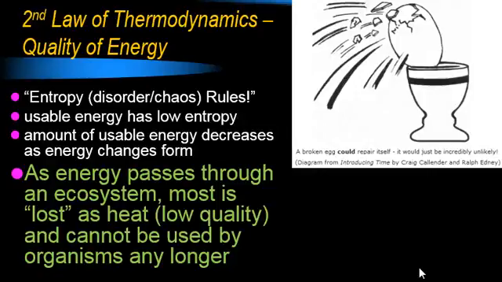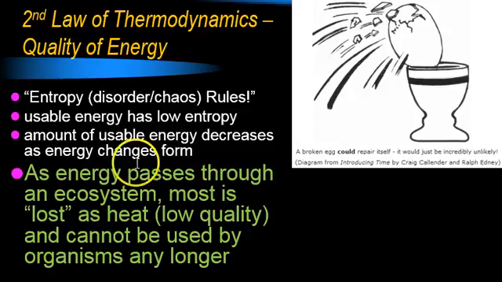So if we're talking about usable energy, that has low entropy, and what that means is it's very organized. It's very easy to use. If we have energy that has changed form, it's going to become less usable. It's going to become more disorganized. And in other words, it's going to become lower quality. So as energy passes through an ecosystem, most of that energy gets lost. And when we say lost, remember, it's not really disappearing. But what that really means is it's such low quality that we can't use it anymore as organisms.